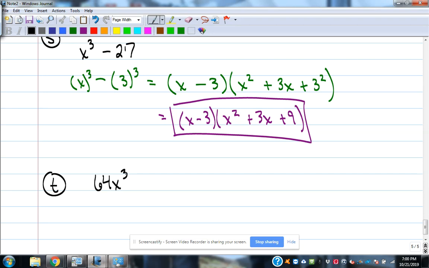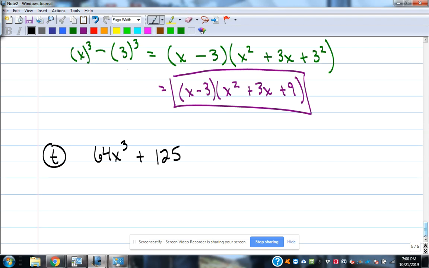64x to the third plus 125. When I look at that, I see two terms with a plus sign in it, and the x has a third power. That's how I know to even try sum of cubes. Okay, because I see the x cubed and I see the plus sign in the middle. So I'm going to try to rewrite it as a sum of cubes.